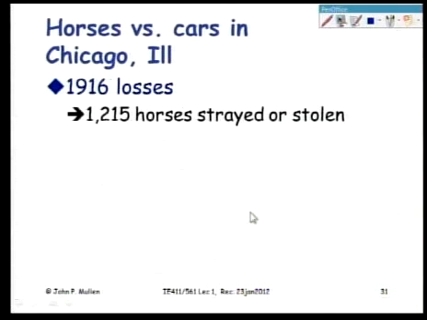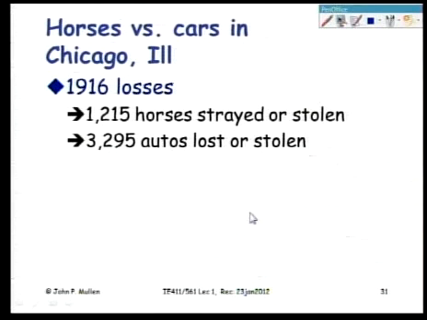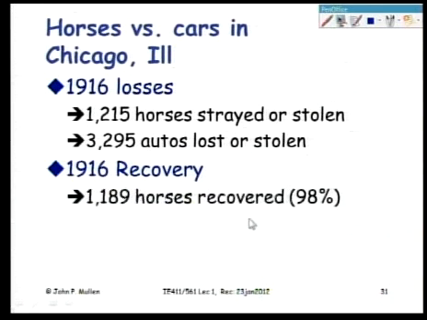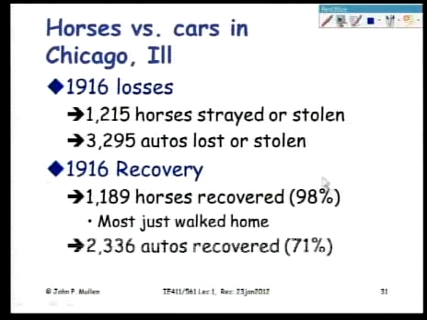Horses and cars. In 1916, 1,215 horses were strayed or stolen. 3,295 autos were lost or stolen. Cars don't usually stray. In 1916, 1,189 horses were recovered, 98%. Most of them just went home. Horses do that. About 71% of the autos were recovered. Autos don't go home, okay?